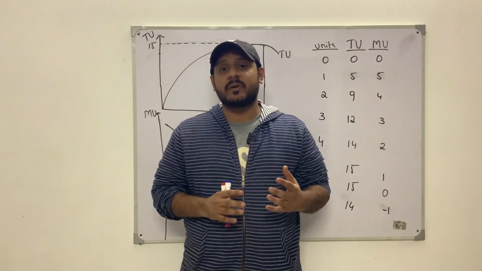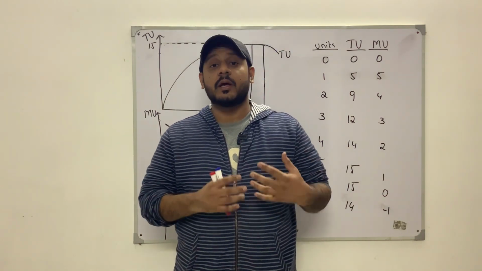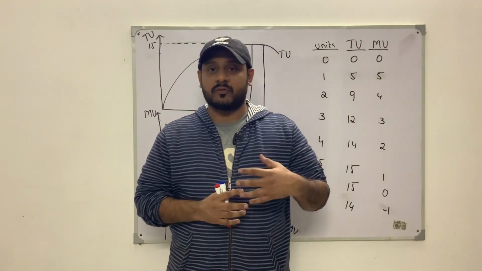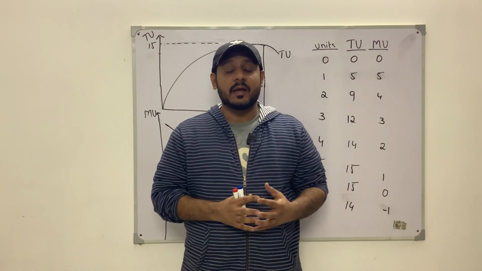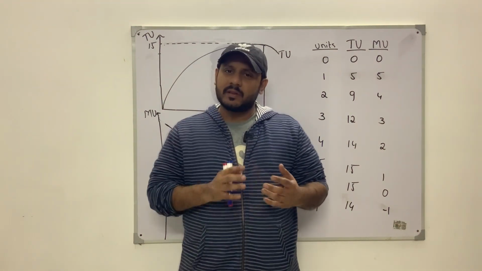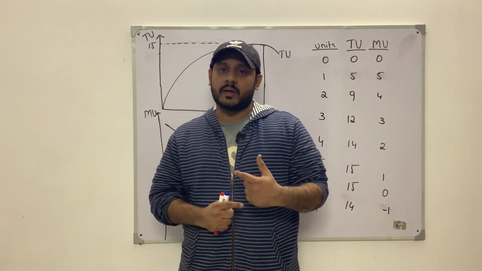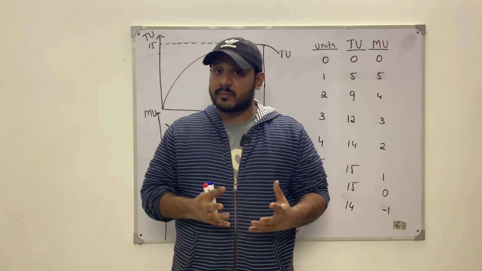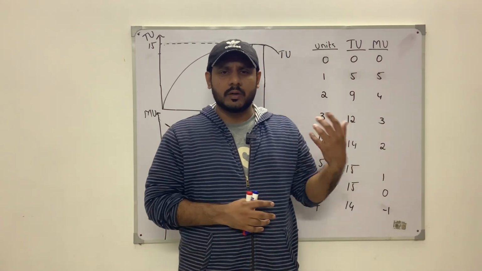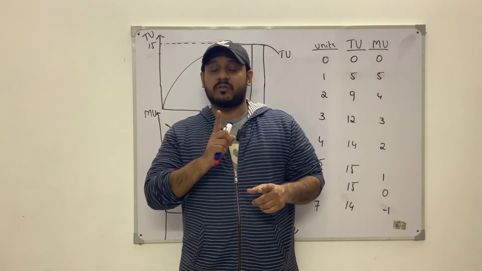In this video, we're going to be continuing our discussion from the previous video, where we discussed the basics of utility: what is total utility, what is marginal utility, and we also studied the law of diminishing marginal utility. Now in this video, we're going to be drawing the graphs of total utility and marginal utility, and we're going to see how we can plot these concepts through a diagram. So stay tuned and watch the video till the end.